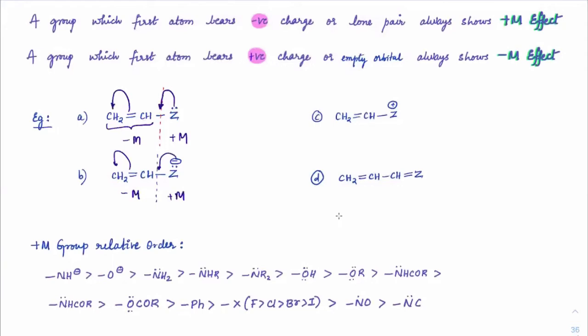Now here, if you check what is happening, Z has a positive charge, which means it will never donate electrons. It will only accept electrons now. So this will give electrons onto this side, and this carbon will get a positive charge, hence this is the donating species, so this will be plus M effect, and Z will get electrons, so that would become minus M effect.